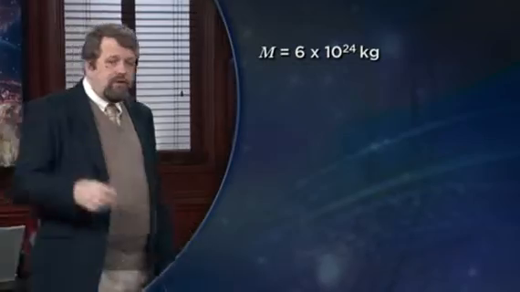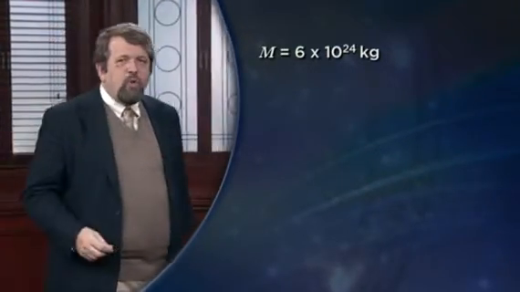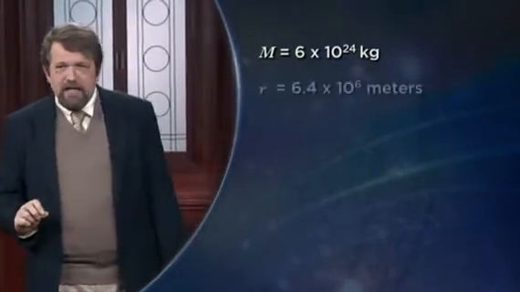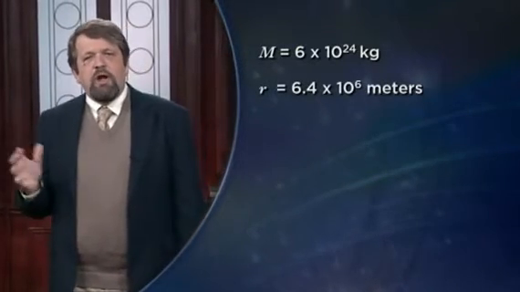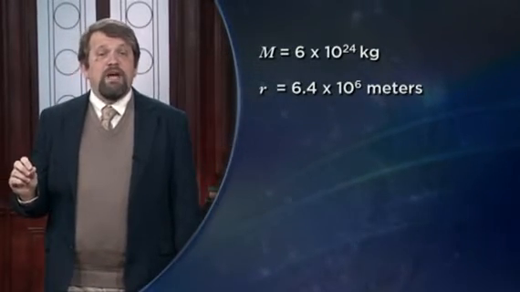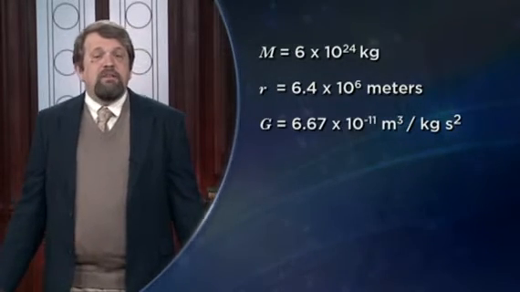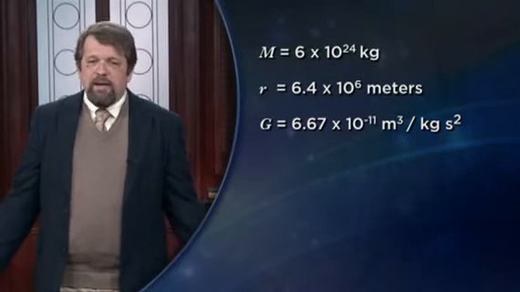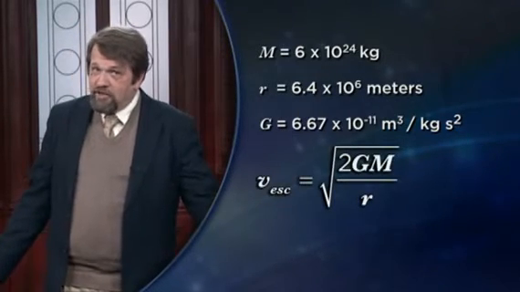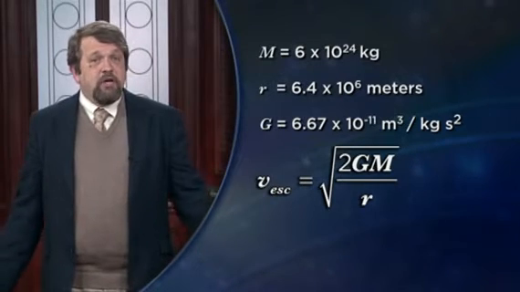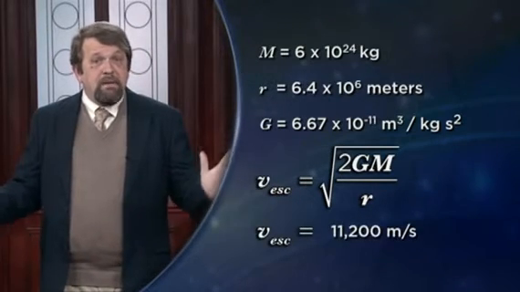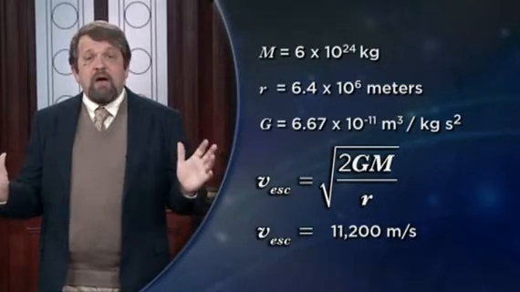We can put in some numbers. The mass of the Earth is about 6 times 10 to the 24th kilograms, as Cavendish figured out. The radius of the Earth is about 6,400 kilometers, or about 6.4 times 10 to the 6th meters. And the value of G is 6.67 times 10 to the minus 11th meters cubed per kilogram second squared. This is definitely a job for a calculator. And when we use a calculator, we end up with the escape speed equaling 11,200 meters per second. That is, the escape speed of the Earth is more than 11 kilometers per second.